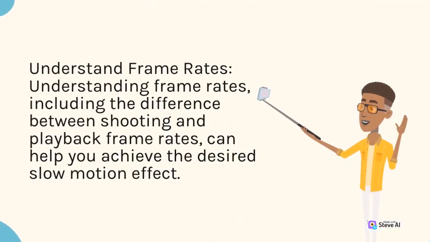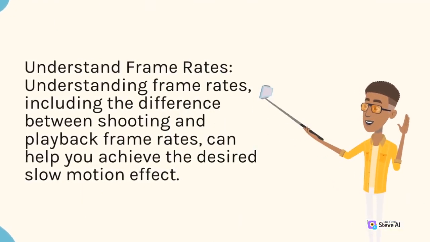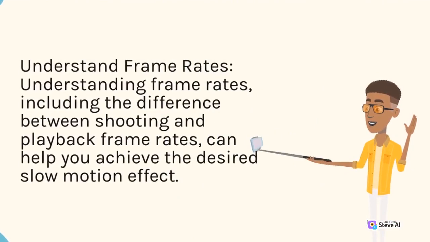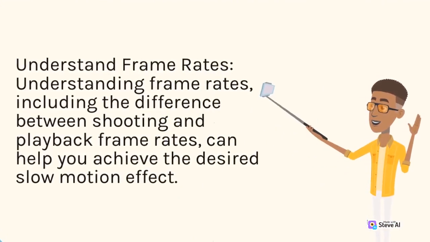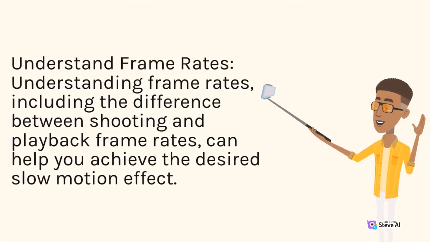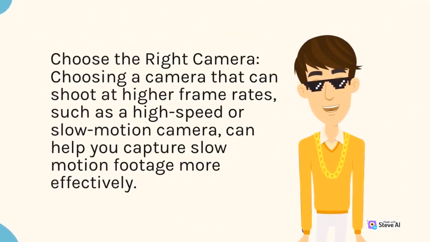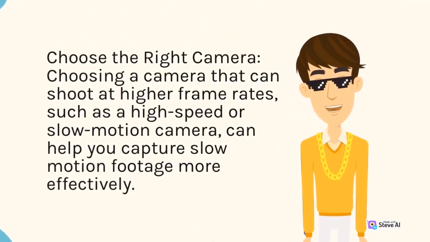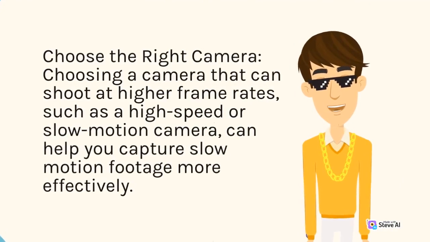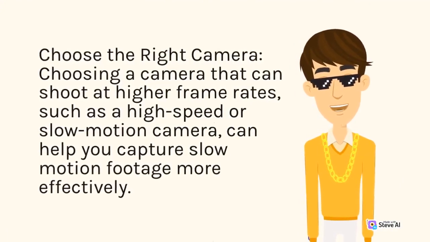Understand frame rates. Understanding frame rates, including the difference between shooting and playback frame rates, can help you achieve the desired slow motion effect. Choose the right camera. Choosing a camera that can shoot at higher frame rates, such as a high-speed or slow-motion camera, can help you capture slow-motion footage more effectively.